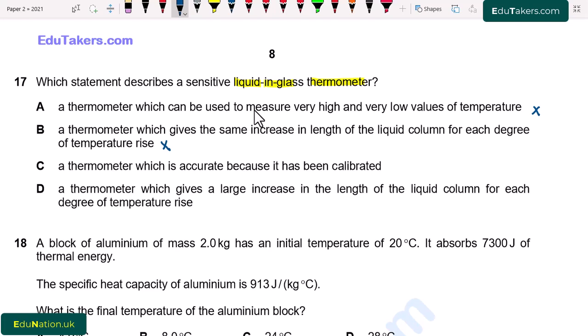Option D. A thermometer which gives a large increase in the length of the liquid column for each degree of temperature rise. So this is correct. Option D.